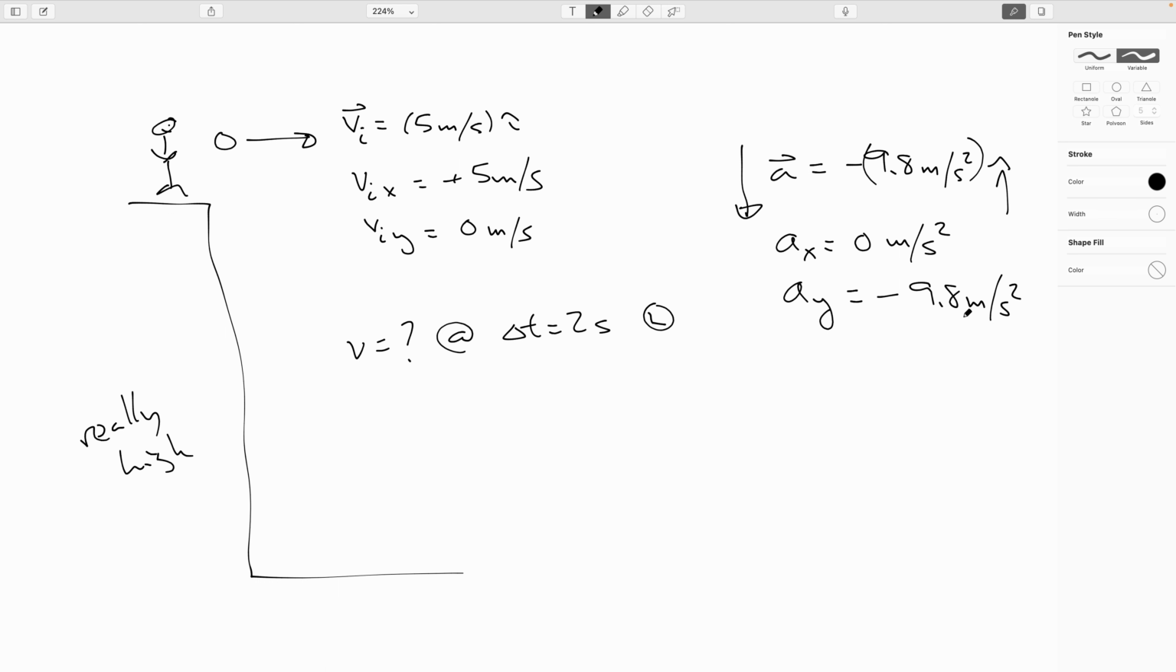All right, so we want to know what is the speed after 2 seconds. Well, when we do this kind of thing, we separately look at the land of x and the land of y.